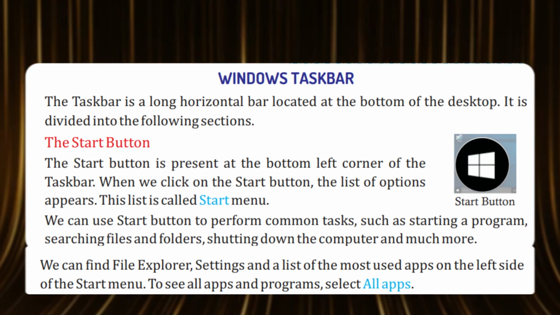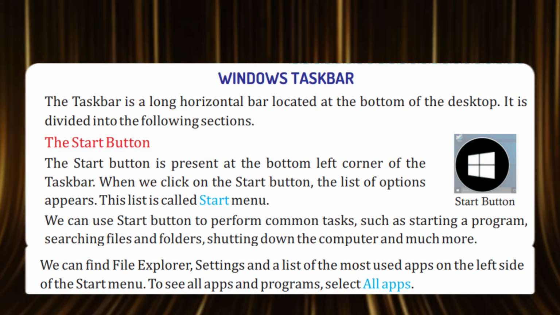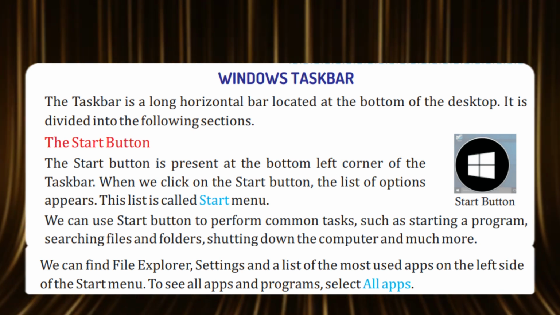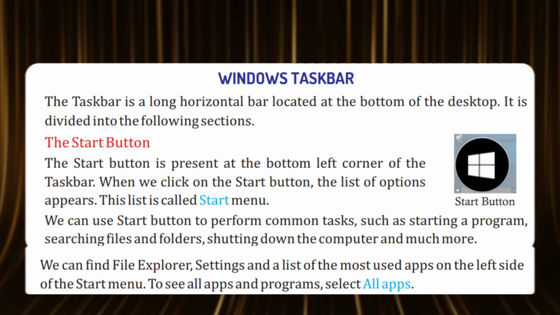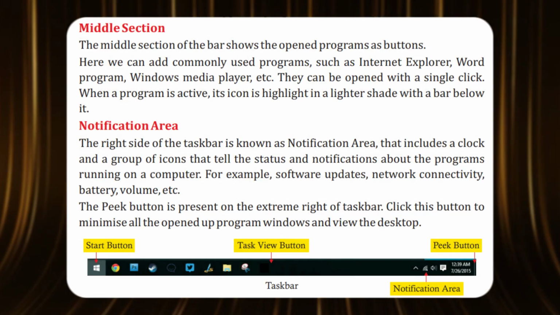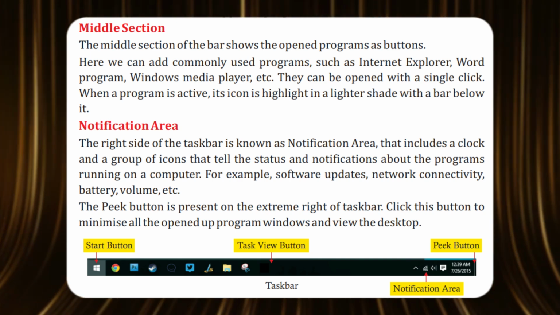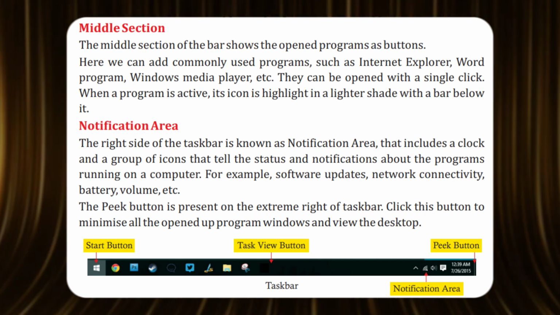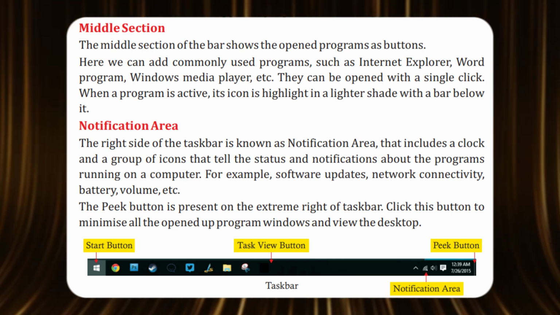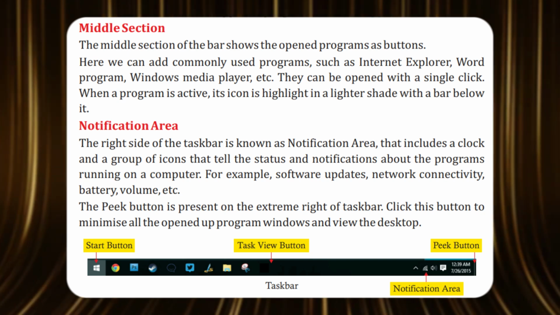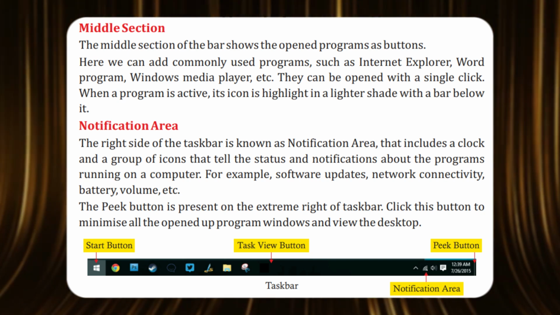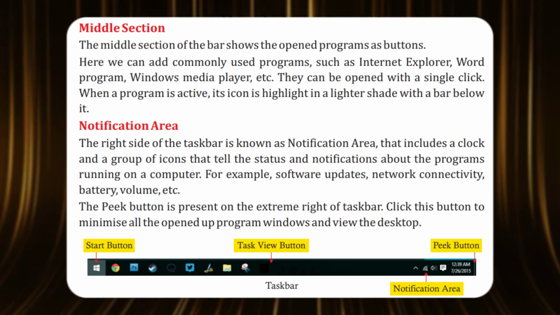We can find File Explorer, Settings and a list of the most used apps on the left side of the Start menu. To see all apps and programs, select All Apps. Middle section. The middle section of the bar shows the open programs as buttons. Here we can add commonly used programs such as Internet Explorer, Word program, Windows Media Player, etc. They can be opened with a single click.